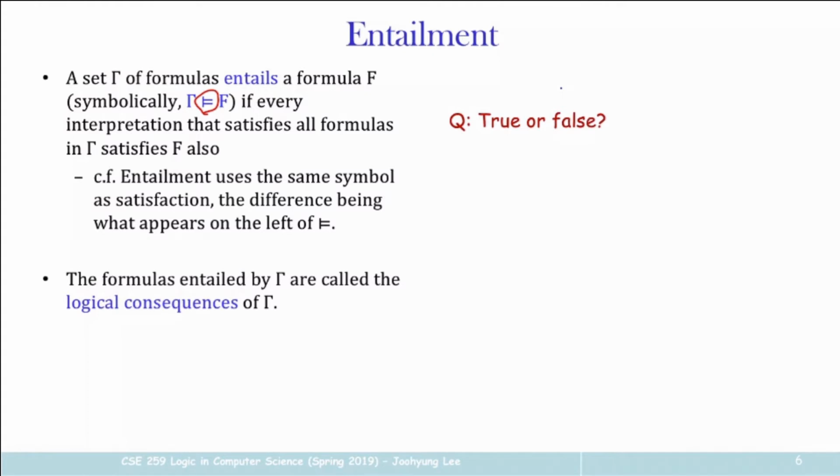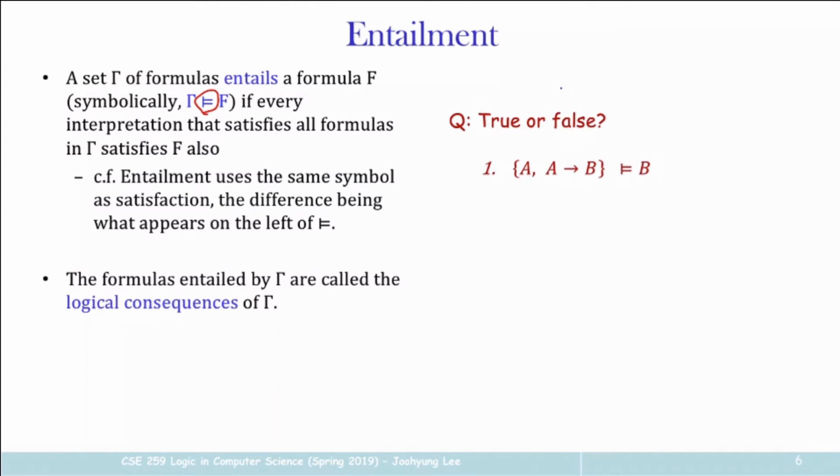So let's practice this definition. In the first one, we have two formulas on the left-hand side. For every interpretation that satisfies all formulas on the left-hand side, it also has to satisfy the formula on the right. So is this entailment true?